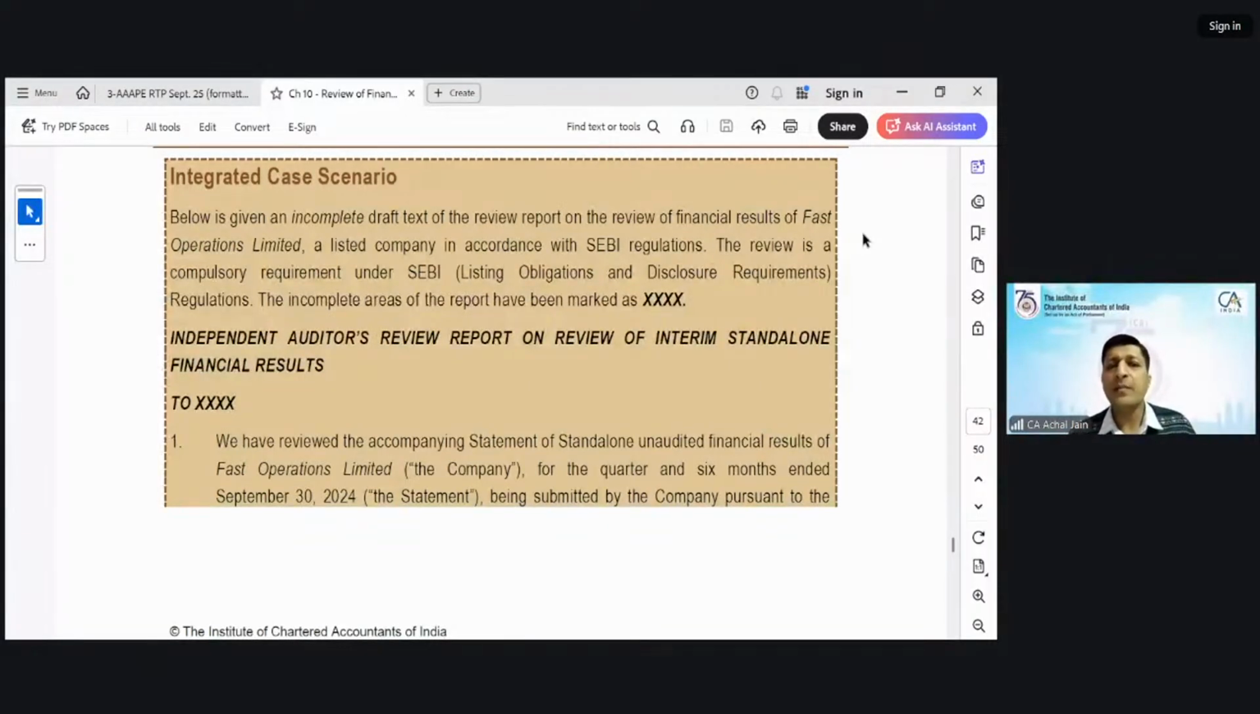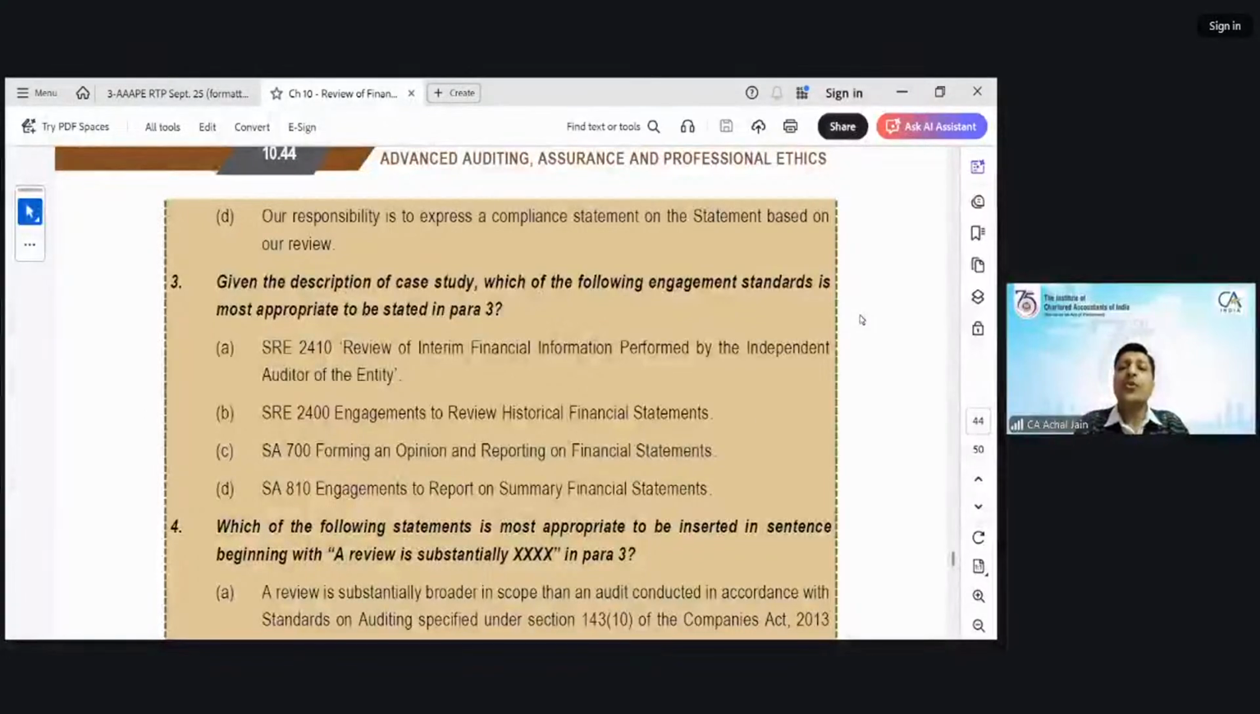And this company is a listed company. Review is a compulsory requirement under SEBI of the case study. Which of the following engagement standards is most appropriate in relation to para 3? Means which standard you think is the relevant one? SA 810, SA 700, SRE 2400, SRE 2410.